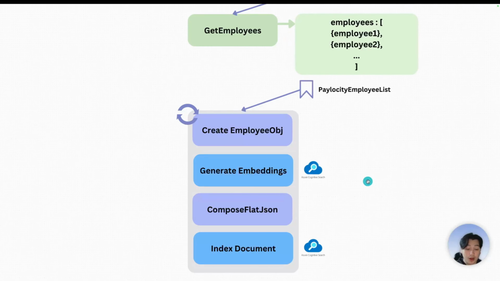First thing is we're creating an employee object so we can store all our data into. Then we are generating our embeddings. We are going to connect to our ADA, text ADA, so that we can generate our embeddings. Then we are going to compose JSON from the attributes found inside of each iteration of the loop, plus the embeddings. We're going to compose them all into one document, and then we are going to index that document into our Azure Cognitive Search resource.